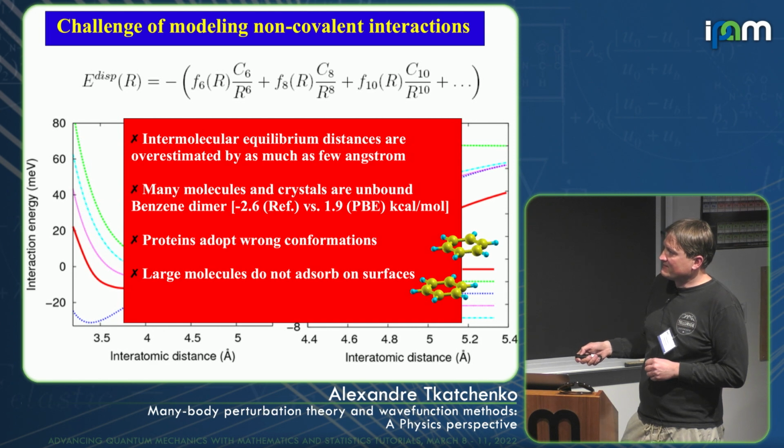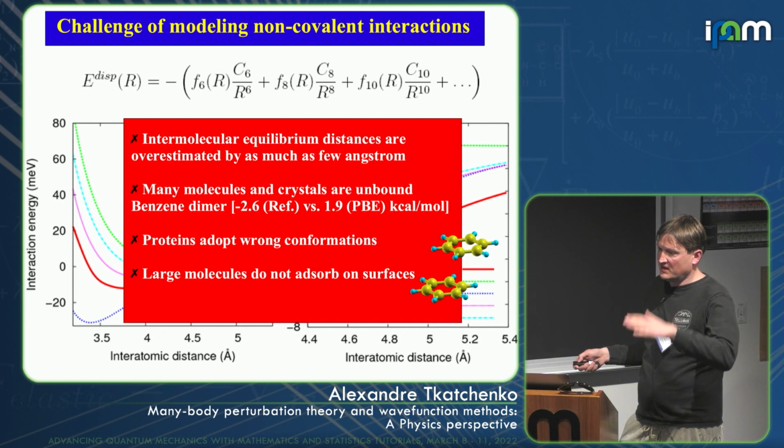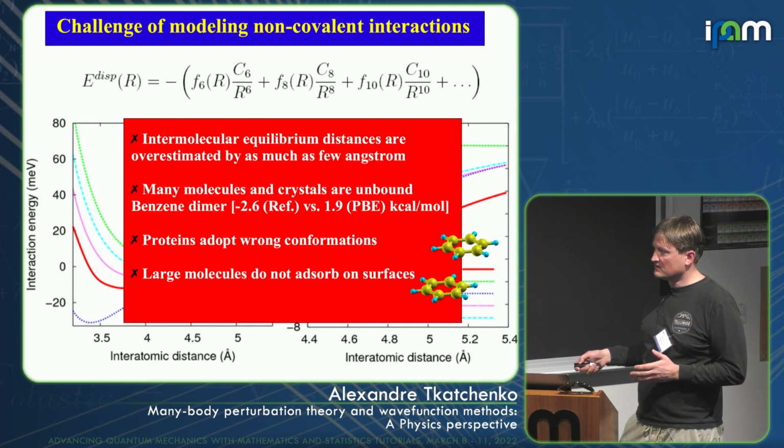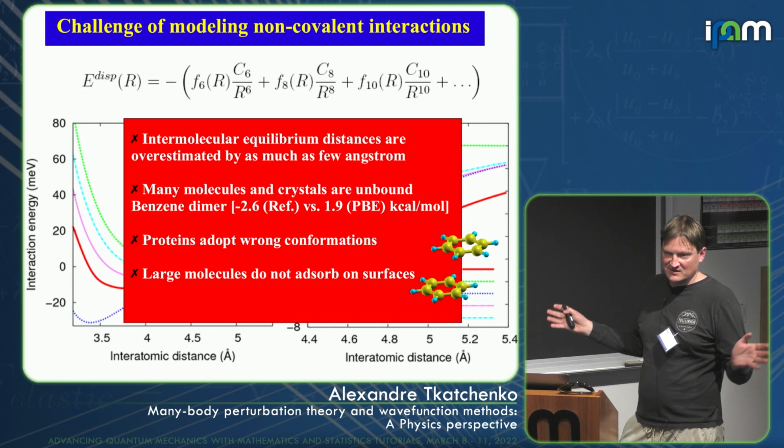If you try to fold a protein using a semi-local DFT functional, you would get a completely wrong structure. Or if you try to study how molecules behave on surfaces, experimentally, large molecules always wet surfaces. But in DFT, they would not do it.